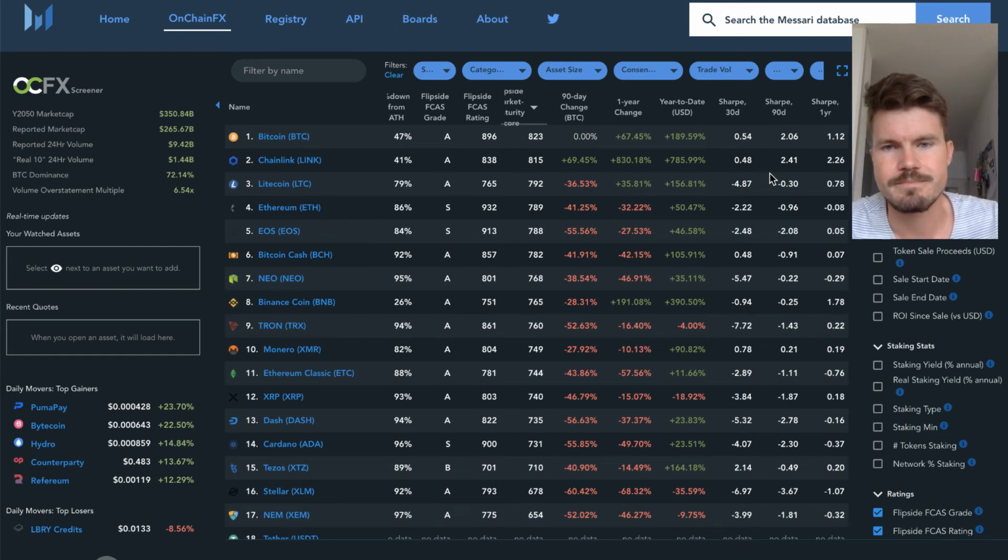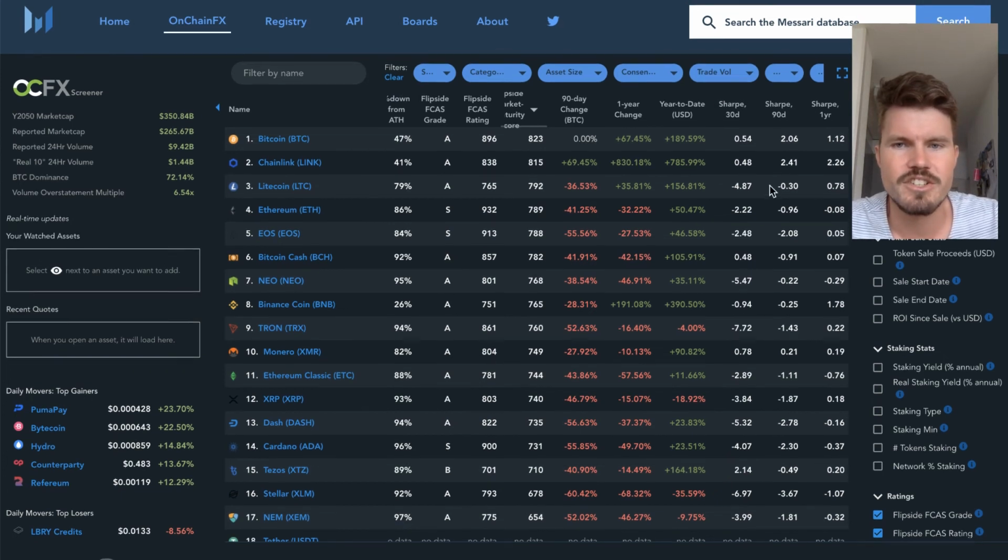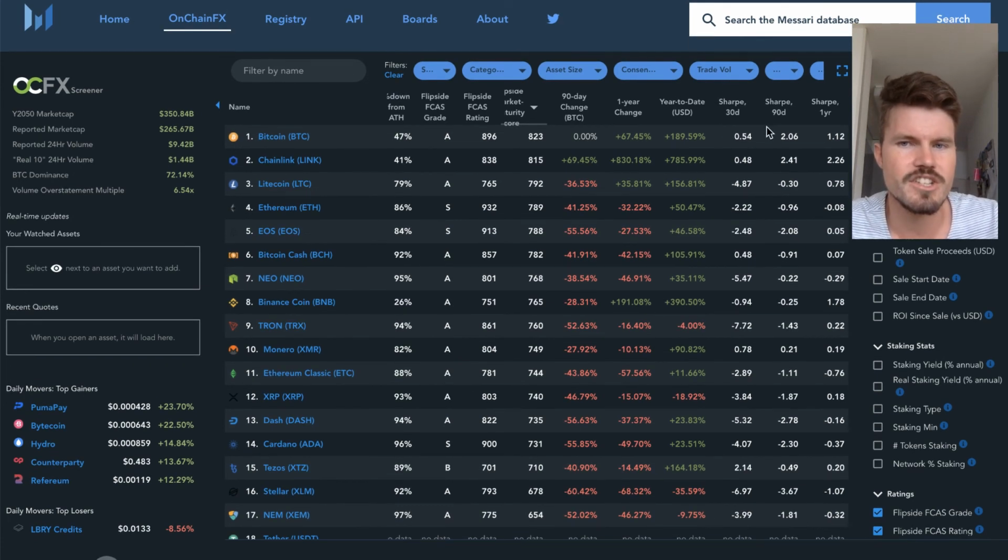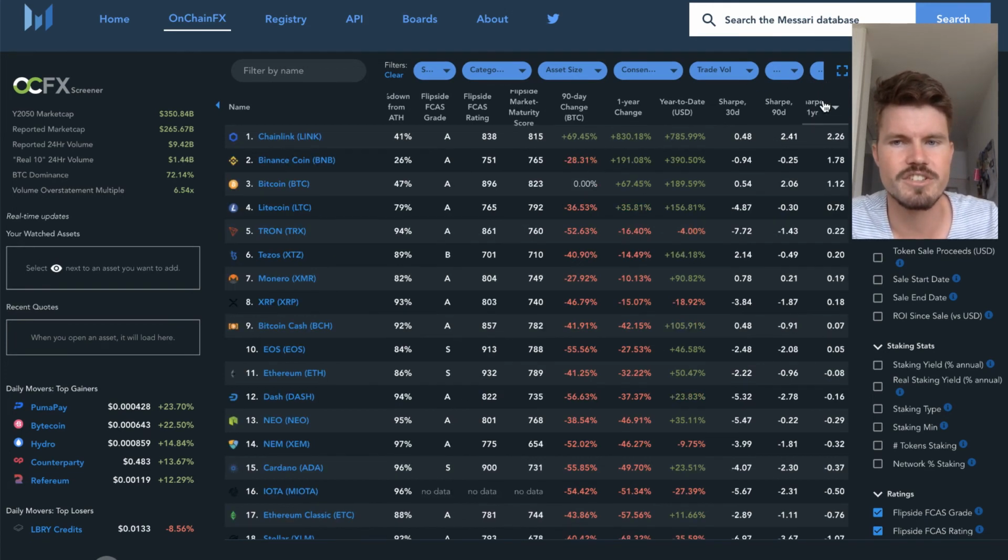And you can also look at the grading, but what I want to focus on now is the Sharpe ratio. For example, here you've got the 30-day Sharpe ratio, the 90-day Sharpe ratio, and the 1-year Sharpe ratio. So if we filter for the highest Sharpe ratio at the moment, and that would be the 1-year Sharpe ratio, we've got maybe Chainlink has got a very high Sharpe ratio. You've got Binance Coin, Bitcoin, Litecoin, Tron, Tezos, and so on.